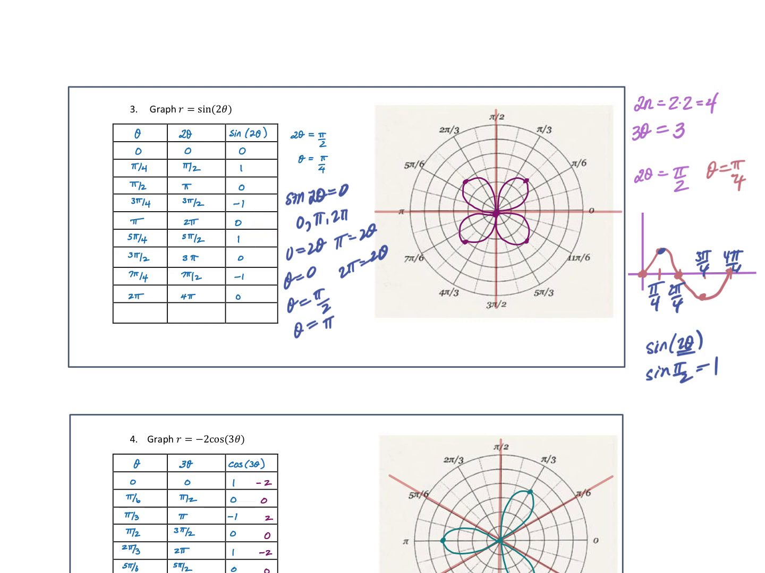Okay, so at 0, it's 0. At pi over 4, it's 1, and then it's back to 0. So it entered in on the pi over 2, so it's going to exit on the pi over 2. And then it enters back in on the 0, so it's going to exit on the 0, and so forth and so on. Okay, then you can come up with all your points if you need to.